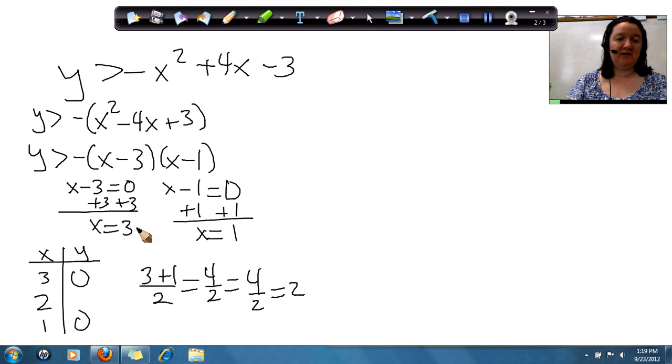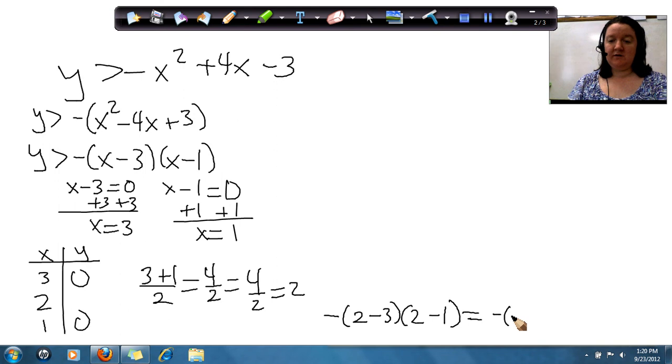And if we plug a 2 back into our original function, I'm actually going to plug it into this part. Take a negative 2 minus 3 times 2 minus 1. Doesn't matter which one you plug it into, but this one's easier for me. 2 minus 3 is going to give me a negative 1. And then 2 minus 1 is going to give me 1. So if I multiply that together, it gives me a positive 1.